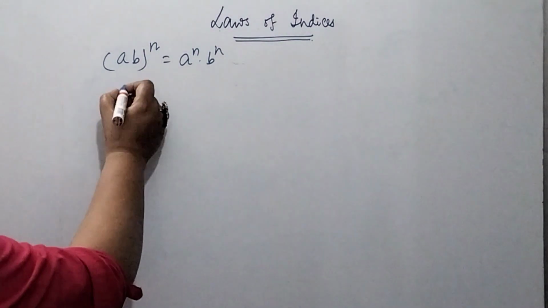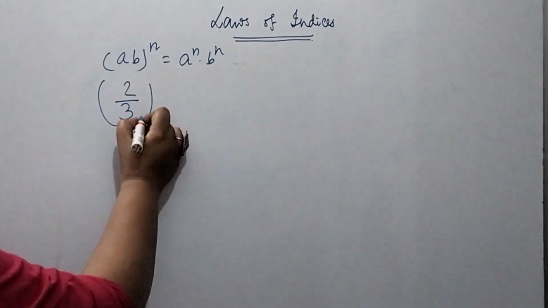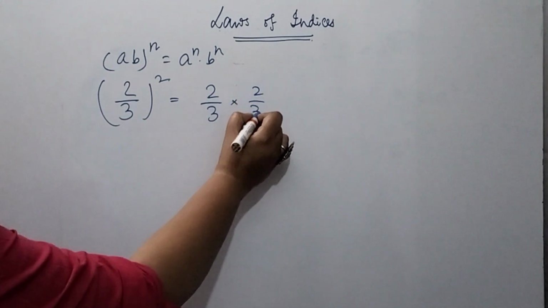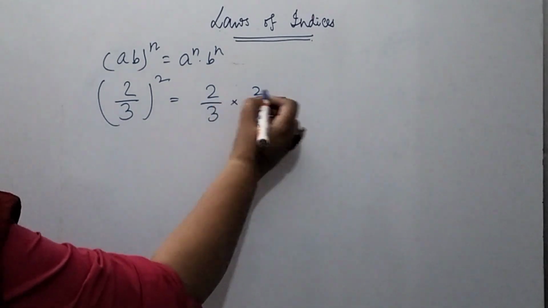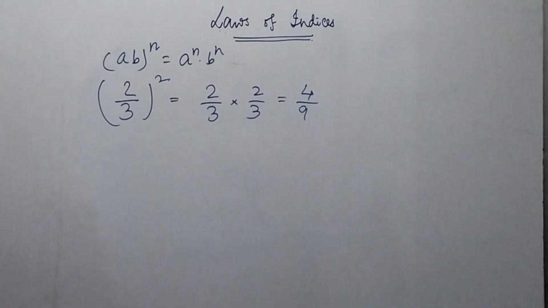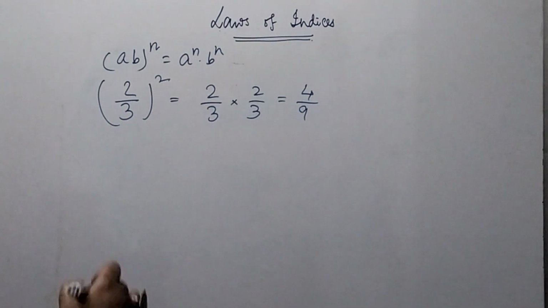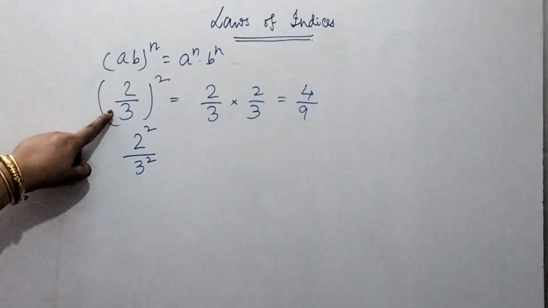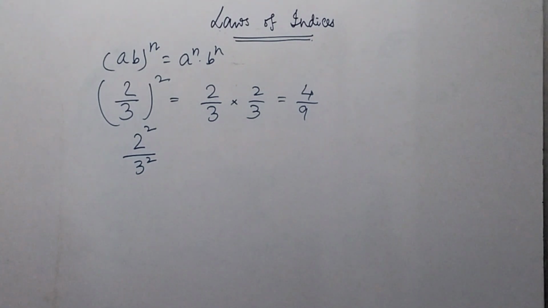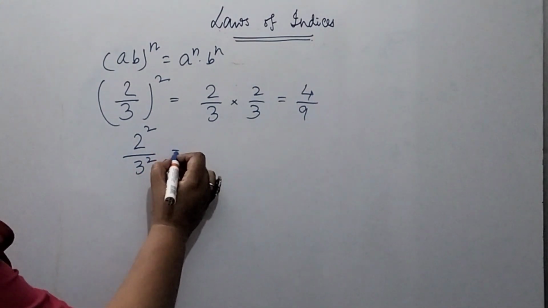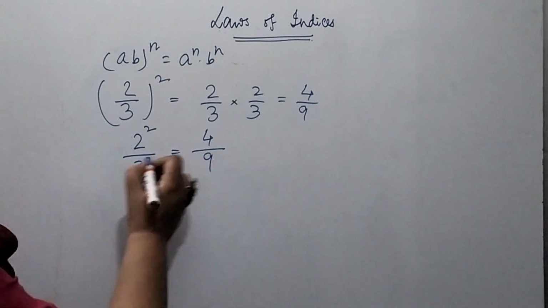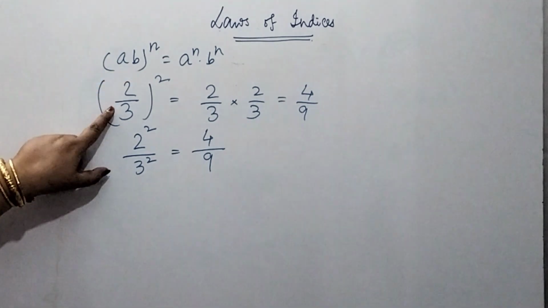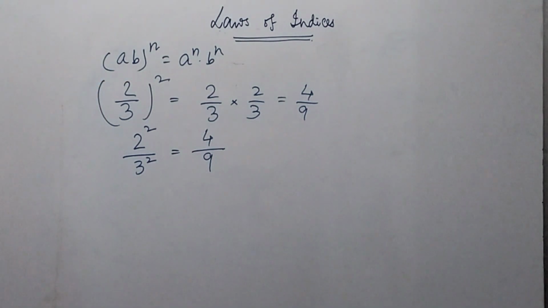Let's say I am considering (2/3)^2. This can be written as 2/3 times 2/3, right? So we know this will give us 4/9. Clear? Now, if we consider 2^2 / 3^2, that is, if the powers are written separately for the bases, then 2^2 will give us 4 and 3^2 will give us 9. So the same thing happens here. Though one was in the product form and this is in the division form, the result is the same.